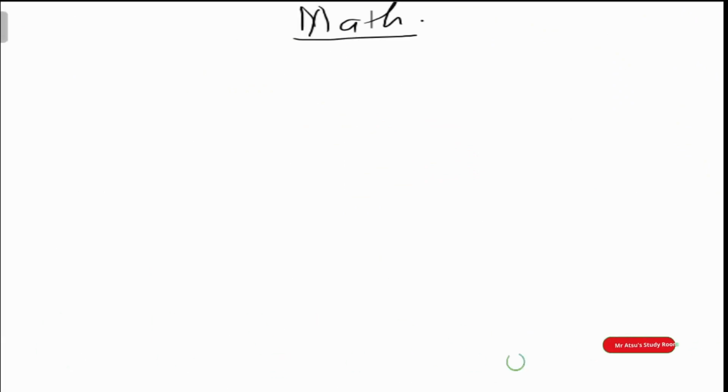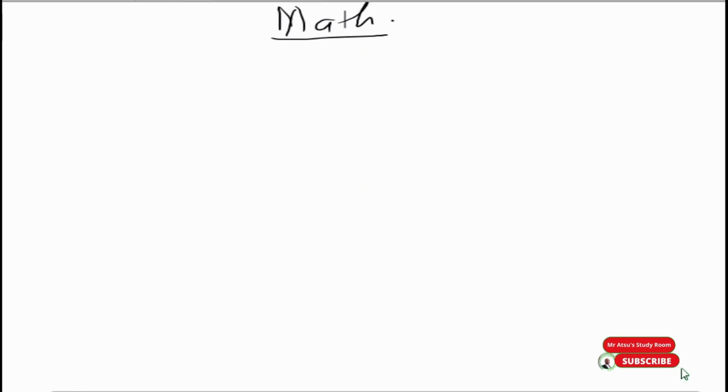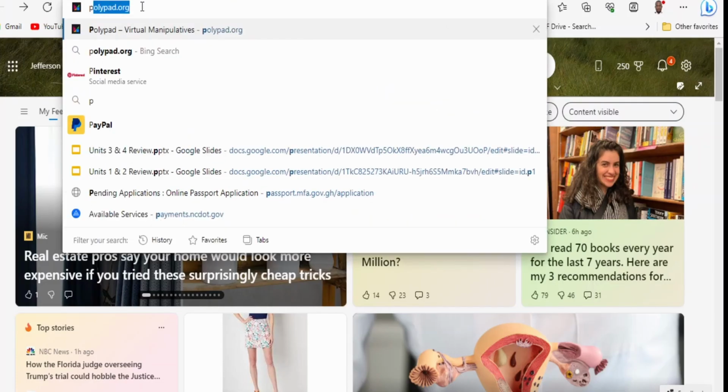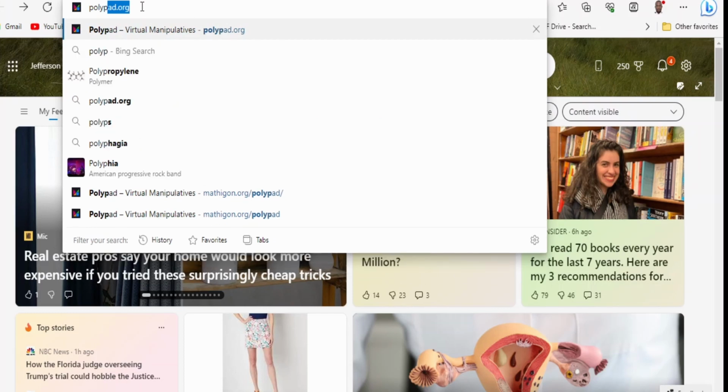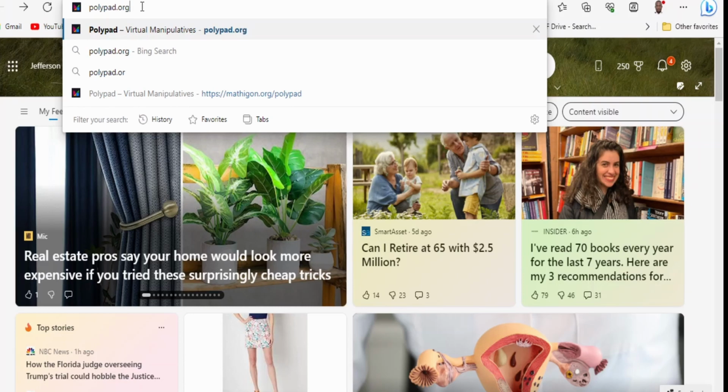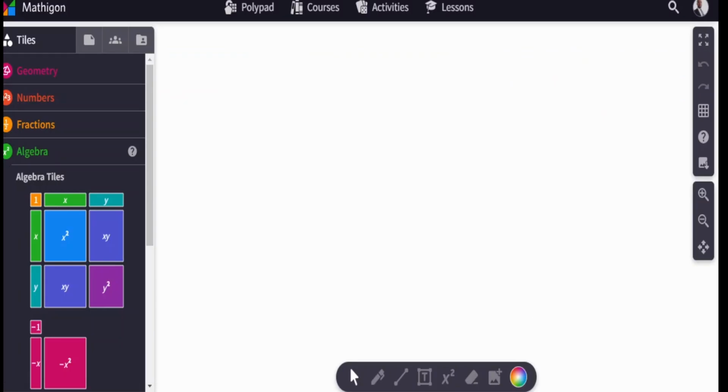Today we are multiplying binomials using Algebra Tiles. We are going to use virtual manipulatives from a website called polypad.org. Let's get onto the computer quickly and do that. In your browser, type polypad.org and enter. That brings us directly onto the Mathigon website.